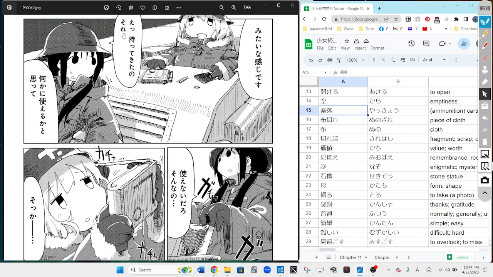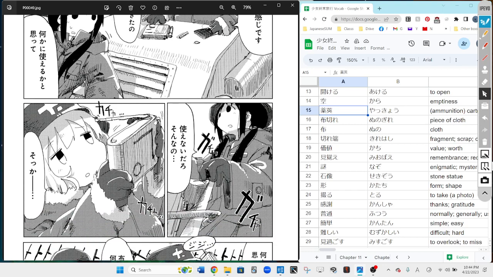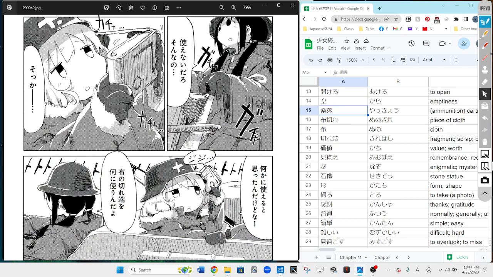Motte kita no sore? He? You brought that with you? Nanaka ni tsukaeru ka to omotte motta. And the next two bubbles go to Cookie.